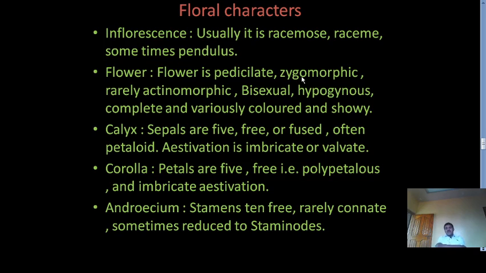Androecium consists of stamens and these are 10. Stamens are free, rarely these are connate. Sometimes these are reduced to staminodes. I have explained earlier that some of the stamens are rudimentary, that is, they do not produce pollen grains, that is staminodes. This is a characteristic feature of this family, the presence of staminodes.